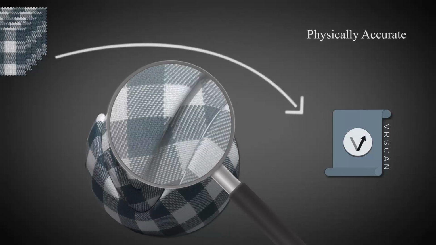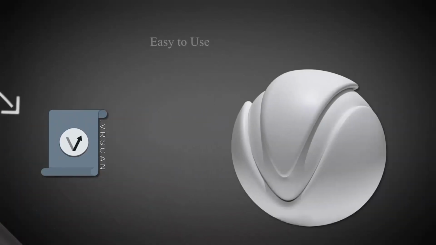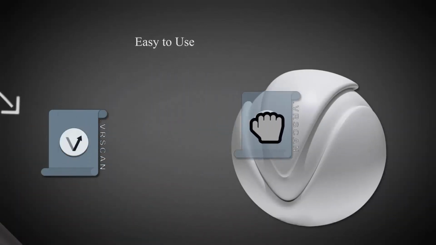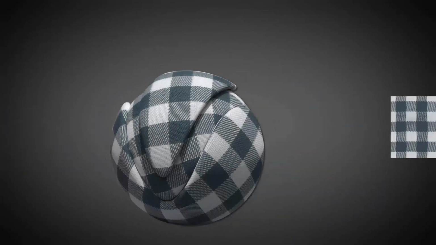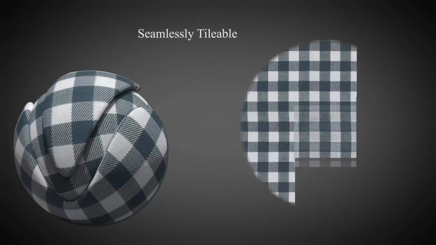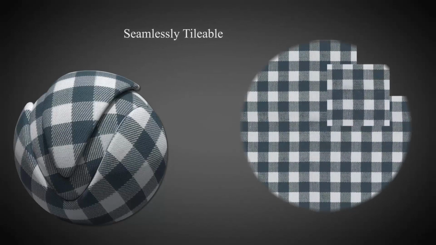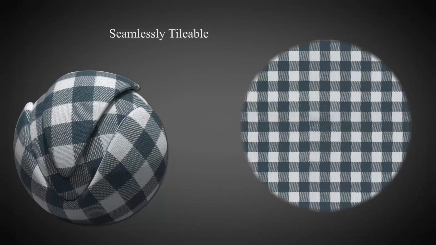To recreate a material as physically accurate as possible from the ground up, you need to build a complex shading network, which could be a daunting and time-consuming task. VRscans require no prior material building knowledge or use of any reference materials. Setting up a VRscans material is as easy as just drag and drop. On top of that, a VRscanned material is seamlessly tileable, which means you won't get any seams or repeatable patterns when you tile the material over the surface.